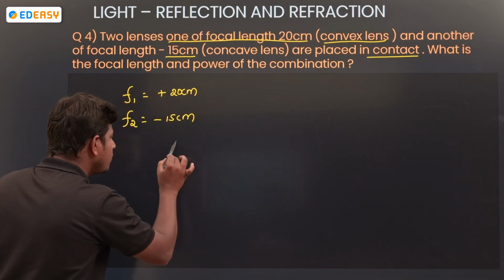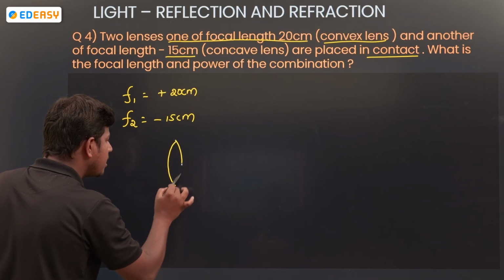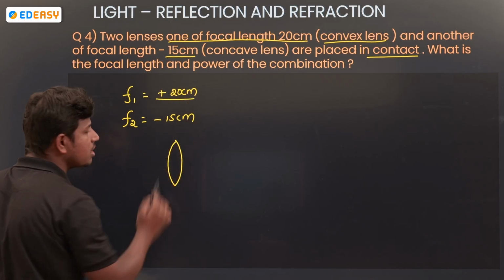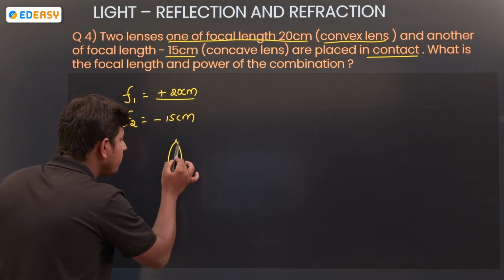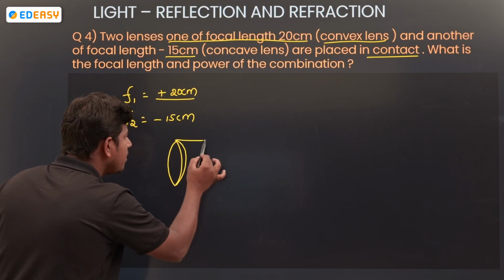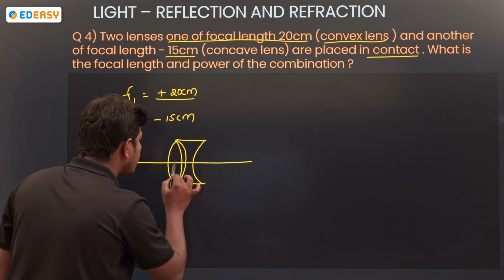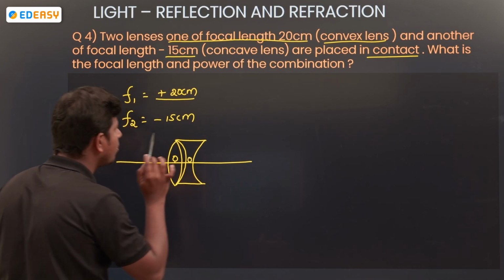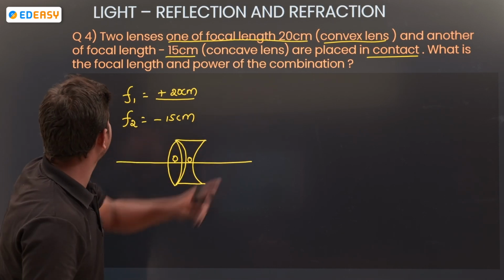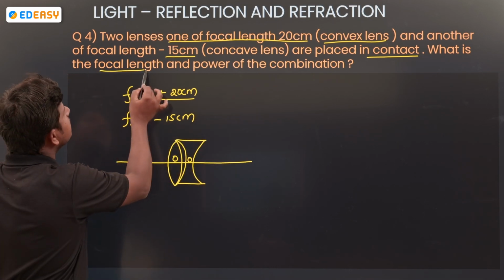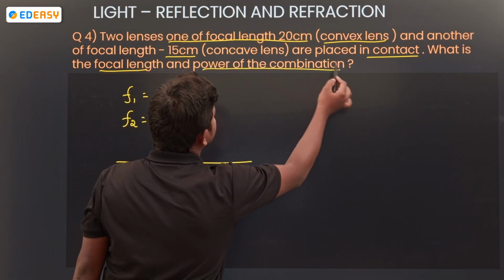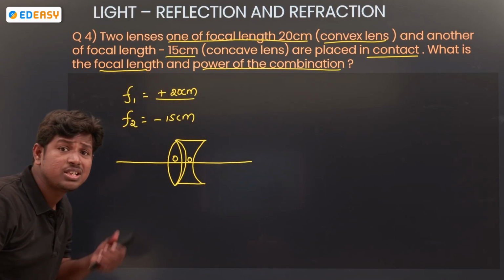How will these two be placed? One convex lens with a focal length of 20 centimeter and another concave lens, both in contact, with the optical centers coinciding. What is the focal length and power of the combination? So focal length of which one?